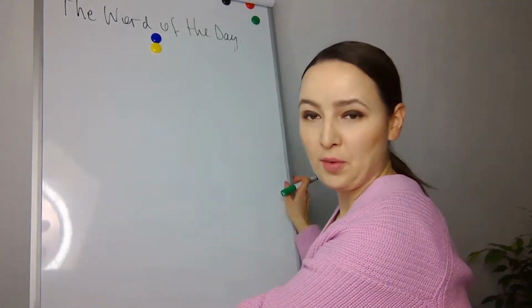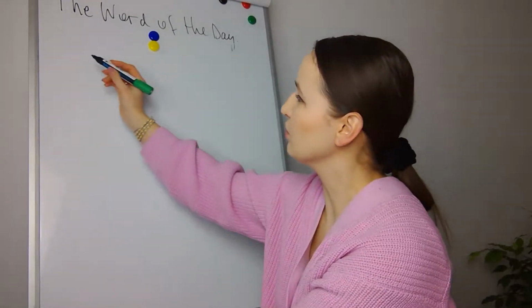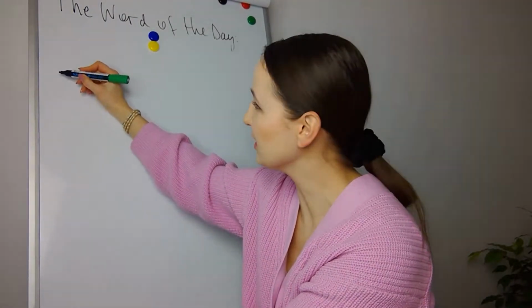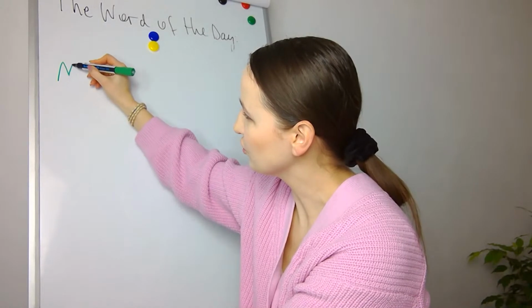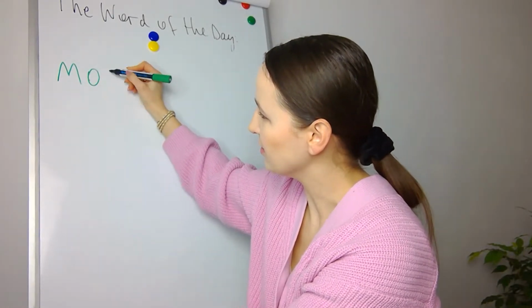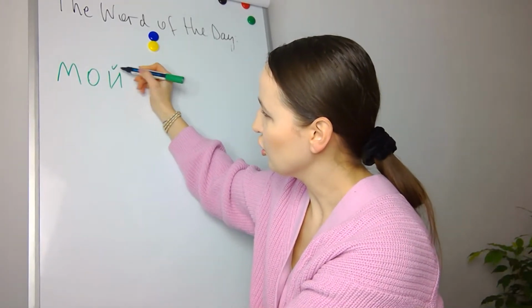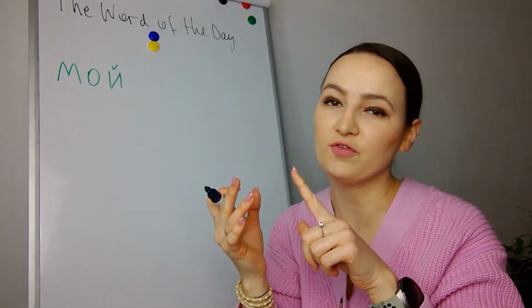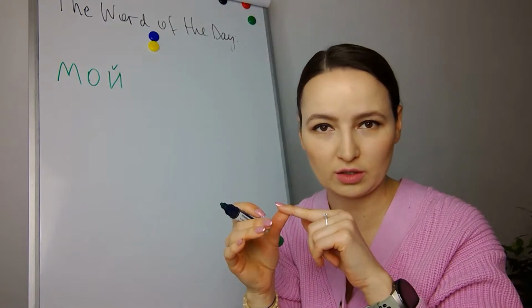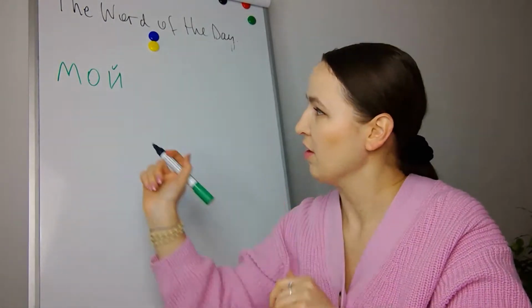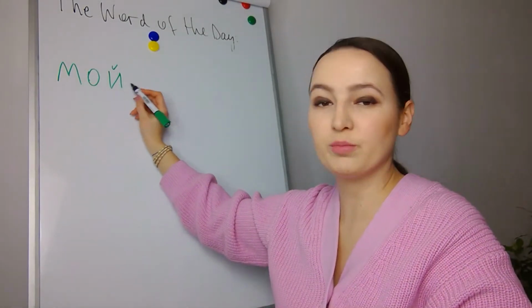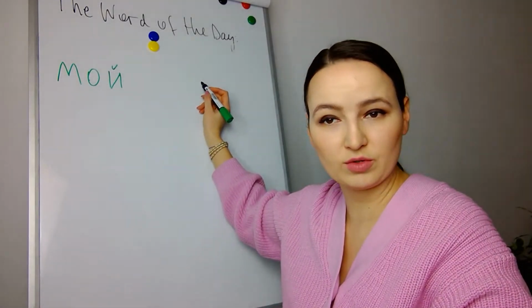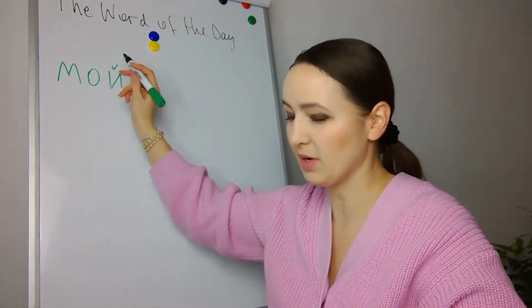Мой is masculine. It means that it will be followed by a masculine noun. So if you want to say my something, you should think whether this something is masculine, feminine, neuter, or plural. For example, мой should be followed by a masculine noun because мой is masculine.